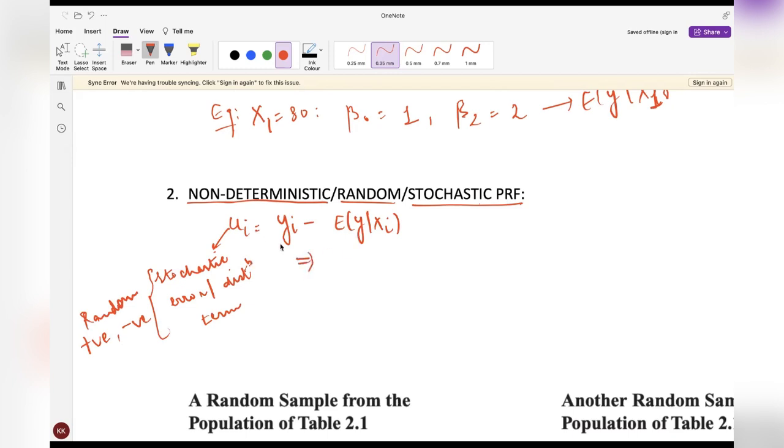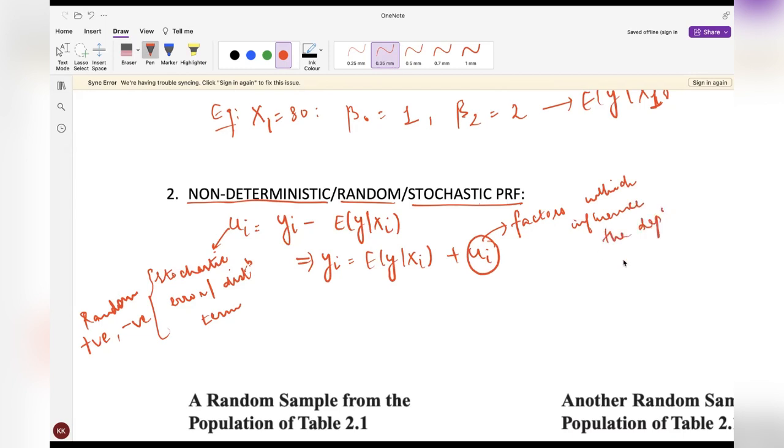Now, we can rewrite this equation as yi is equal to expected value of y given xi plus ui. Also, what does this ui account for? Ui also accounts for all those factors which influence the dependent variable but haven't been included in the model.